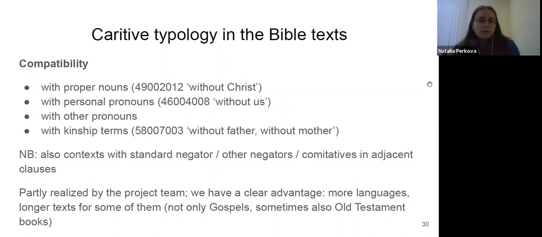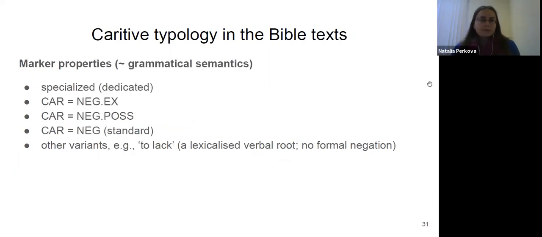This shows how we can get some information for compatibility, because these were some features, I think, from the questionnaire, using the usage with pronouns, personal pronouns, and something else. So we have a clear advantage here because there are more languages, longer text for some of them, so it can give more data for the project. And then the interesting thing is this grammatical semantics. So what are marker properties, whether they are dedicated, whether they are polysemous or something.